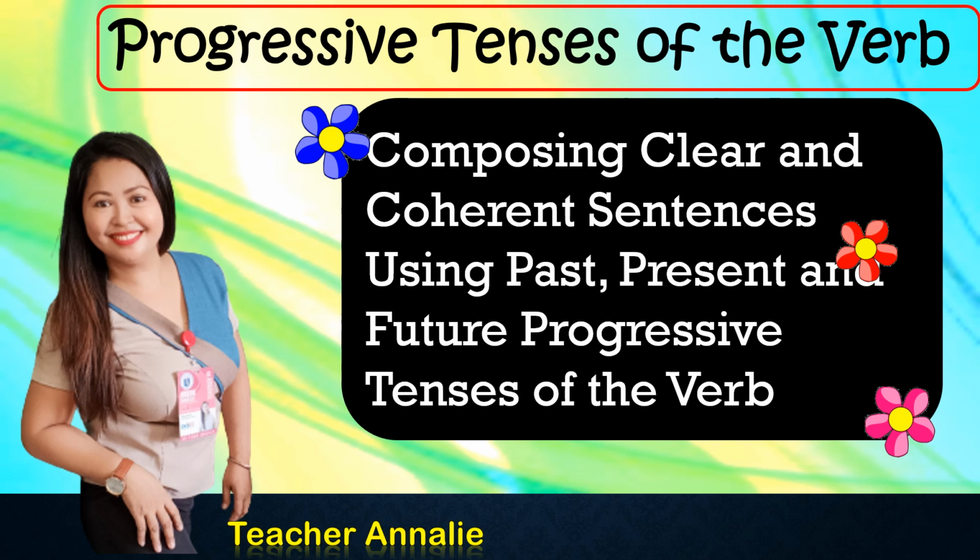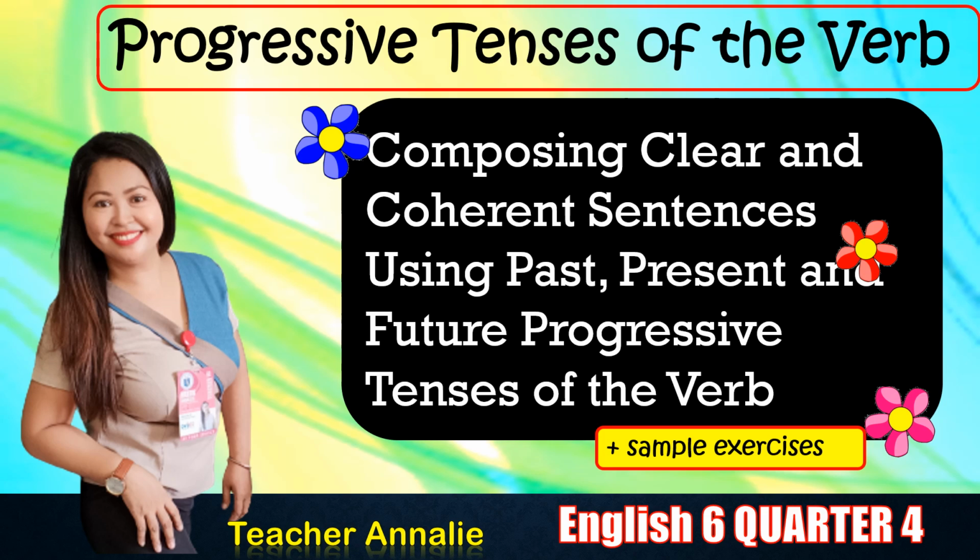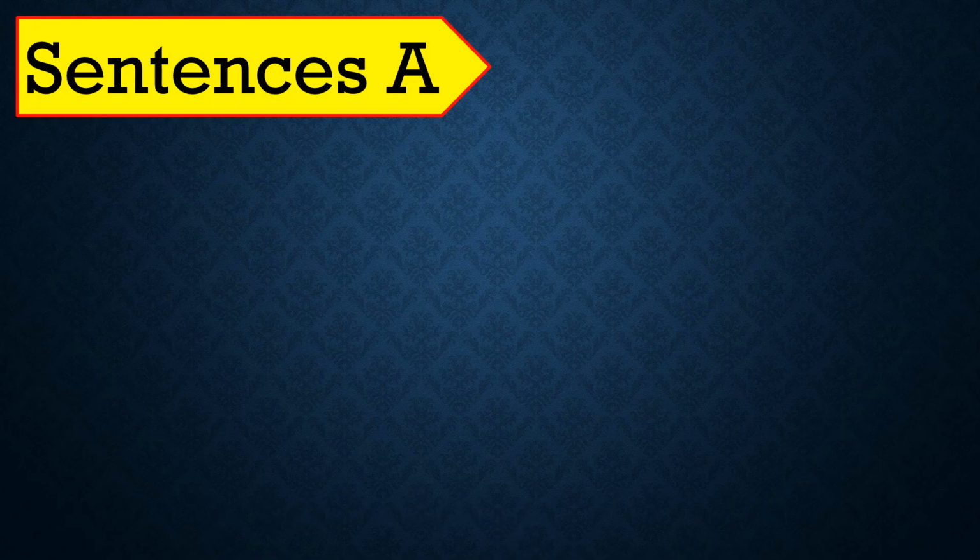In this lesson, you will learn how to compose clear and coherent sentences using past, present, and future progressive tenses of the verb. Alright, but before you learn what progressive tenses of the verb are, take a closer look at these three sets of sentences I have for you, and identify their structure and the differences among the three sets of sentences. Take note also of the underlined words in the sentences.